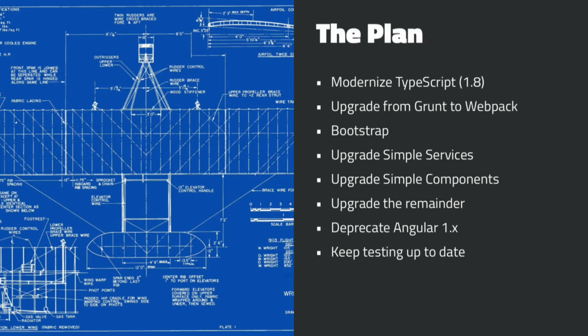So the plan I had in upgrading this application to Angular 2 was that I was going to modernize it to TypeScript 1.8, so that's 4 major releases up. So there's a whole bunch of stuff in TypeScript 1.8 that wasn't in the 1.4 era. We're going to upgrade from grunt to webpack, and Alan did a great job of enumerating all the reasons why you might want to do that. We're going to bootstrap Angular 2, upgrade some simple services, upgrade the simple components, then upgrade the remainder, and then finally deprecate Angular 1, and then keep the testing up to date while we go. Or that was the plan. I mean, things went a little sideways, as they will with an upgrade like this, but nevertheless, it worked.